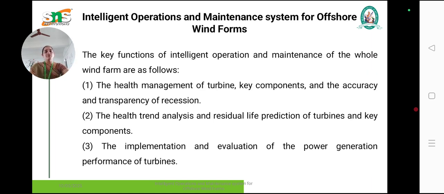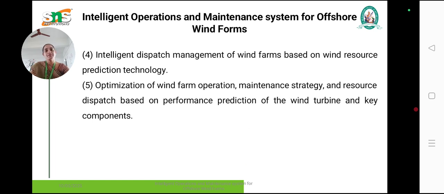Based on the current status of wind power development and these difficulties, the operation and maintenance system provides some key functions for the whole wind farm, as follows. The first key function is the health management of turbines and key components, with accuracy and transparency of precision. The second is the health trend analysis and residual life prediction of turbines and key components. The third is the implementation and evaluation of the power generation performance of turbines. The fourth is the dispatch management of wind farms based on wind resource prediction technologies. And the fifth is the optimization of wind farm operations and performance prediction of the wind turbines and key components. So these are the key functions of intelligent operation and maintenance in wind farms.